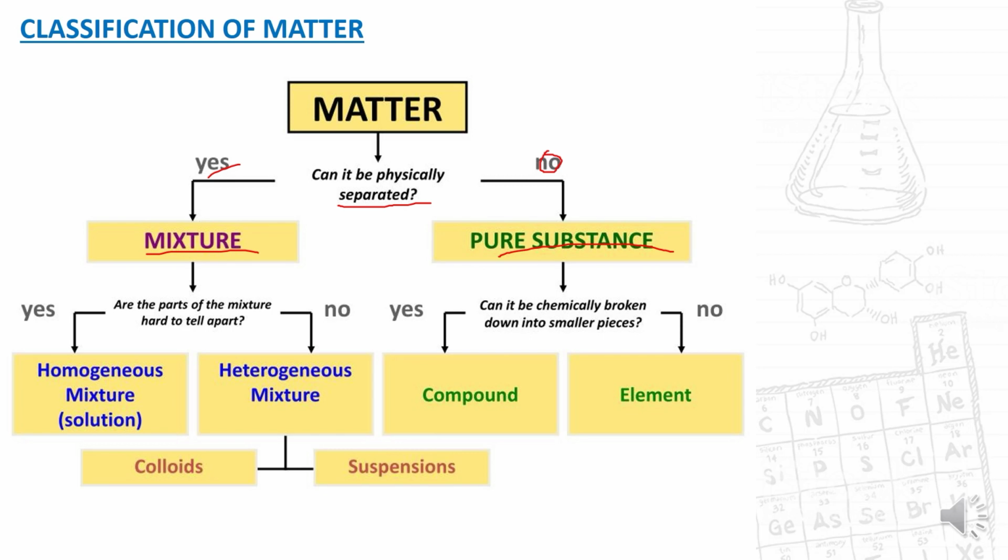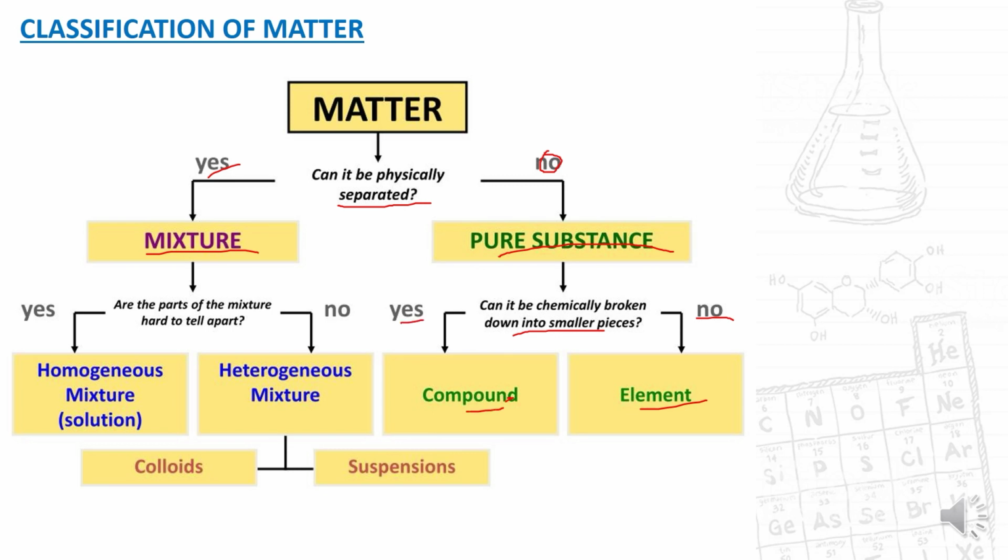So let's continue. Assuming that this substance of yours was found to be a pure substance, we want to go on and know which specific type it falls under. So you're going to continue and ask yourself another question. Can this pure substance of mine be chemically broken down into smaller pieces or substances? If the answer you get is a no, then your pure substance is an element. But if the answer you get is a yes, then your pure substance is a compound.